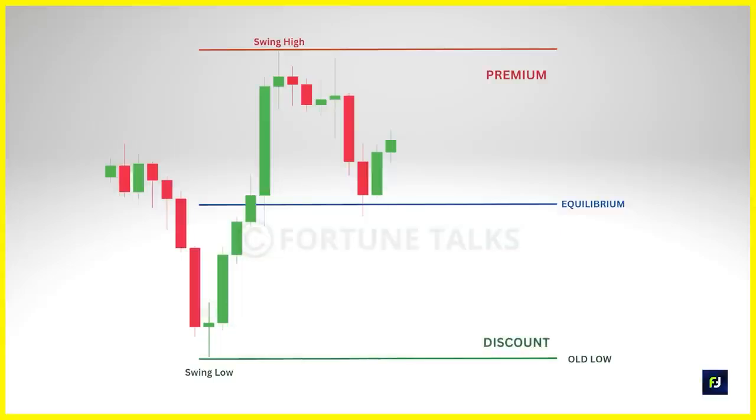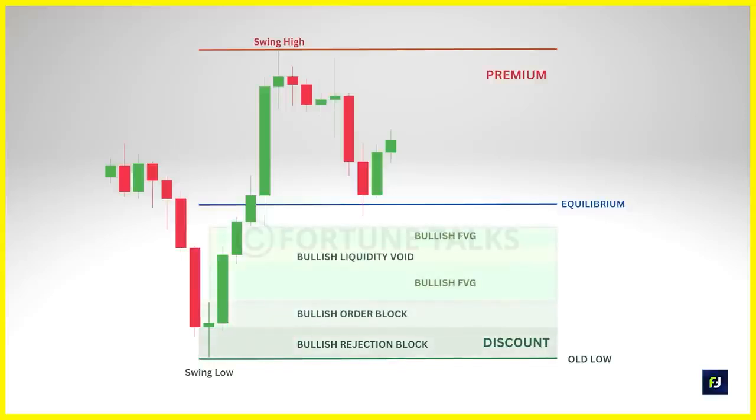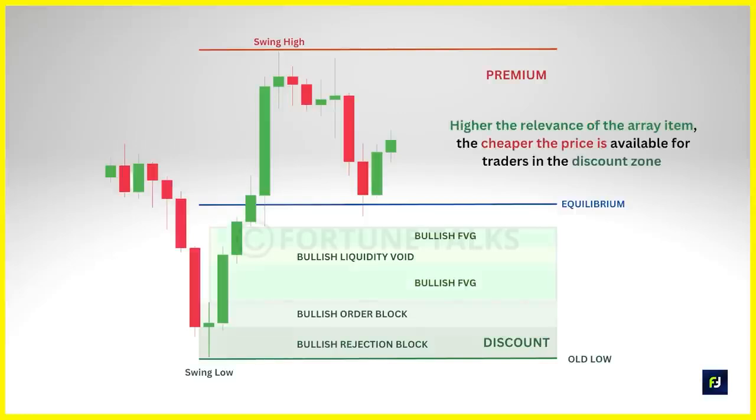We can see that the old low is the lowest of all array items, located at the end of the discount zone. The next item is the bullish rejection block, followed by a bullish order block, a liquidity void, and a few fair value gaps within it. You can notice that one of the fair value gaps is closer to the equilibrium zone. It is clear that the reference points are arranged based on how cheap the price can become when compared to the mean threshold. So the higher the relevance of an array item, the cheaper the price available in the discount zone, which increases a trader's profitability and improves his chances of success.